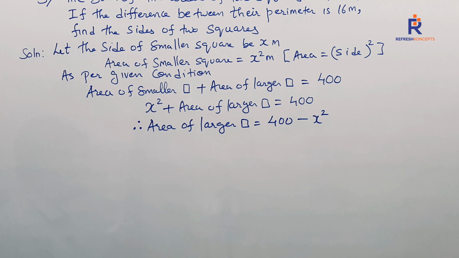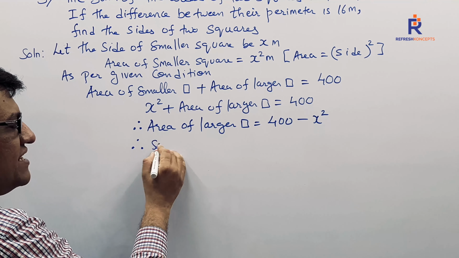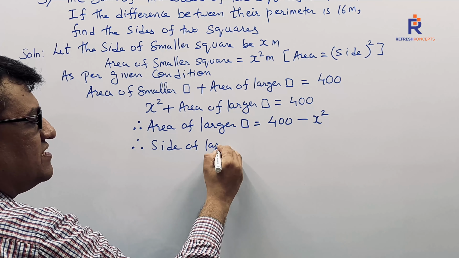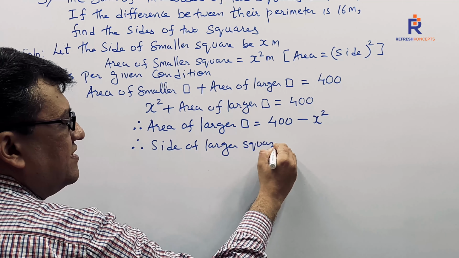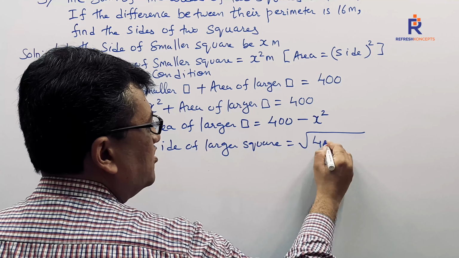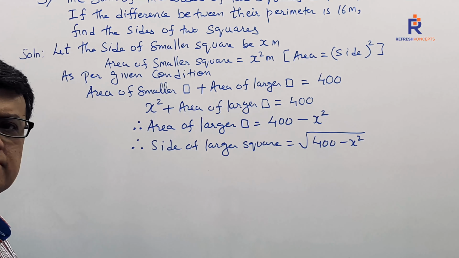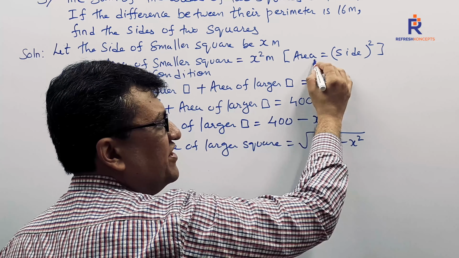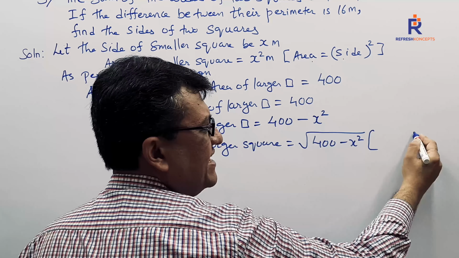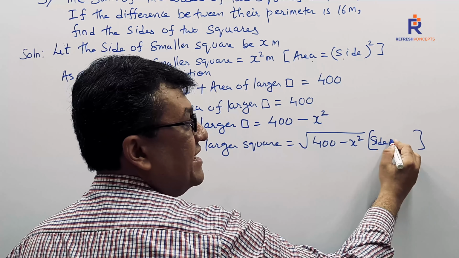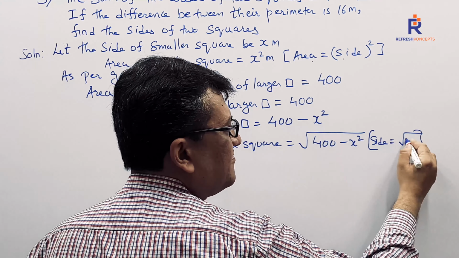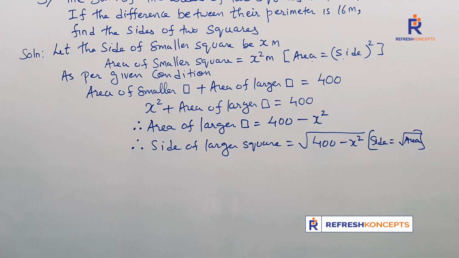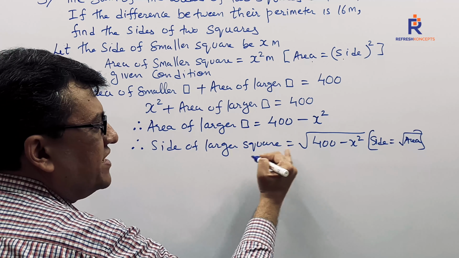Mind you, this is area. What is then the side? What is the side of the larger square? Therefore, the side of the larger square, can I say it is under root of 400 minus x square? Absolutely on the same lines, if area is side square, can I say side is nothing but under root of area? If area is side square, side is nothing but under root of area. Side of the larger square is this.